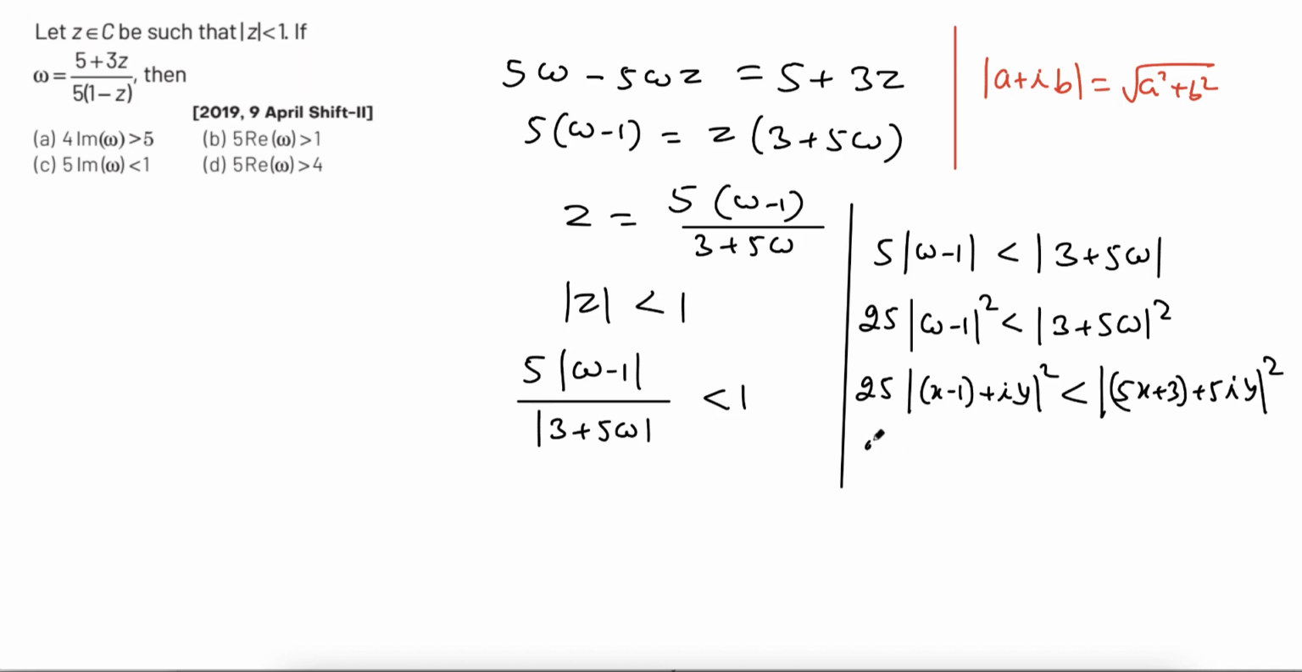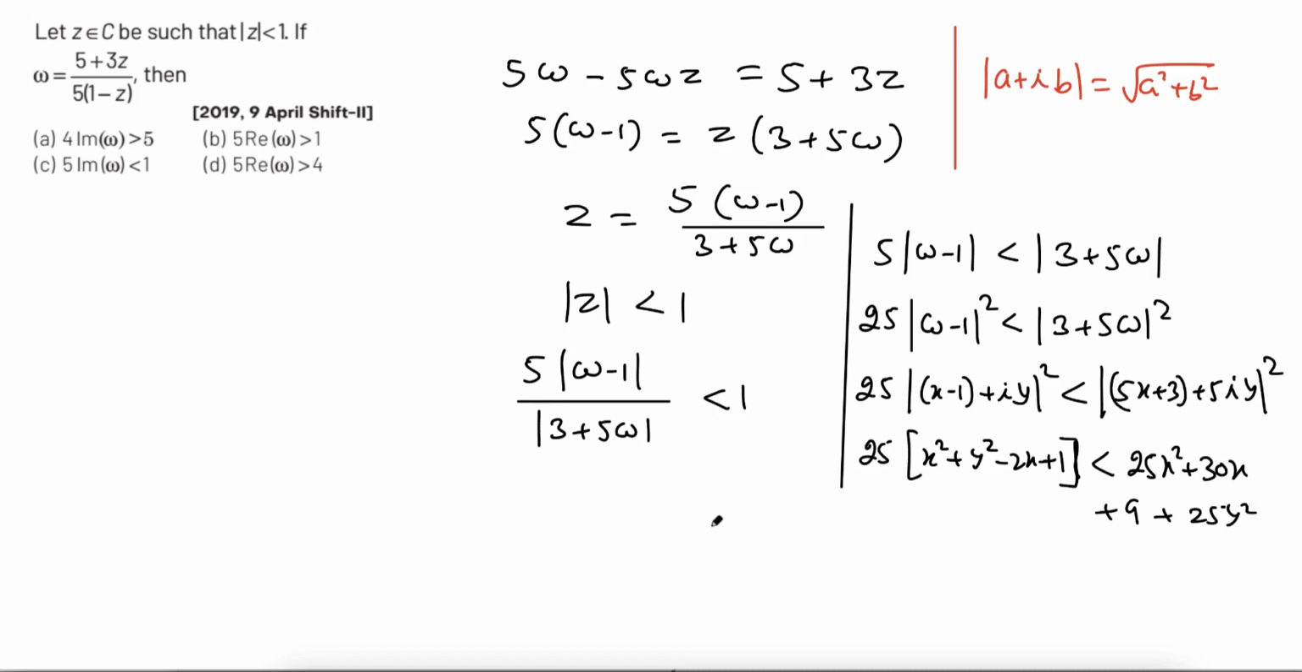Then we'll get what? 25 and x minus 1 whole square plus y square, means x square plus y square minus 2x plus 1. Directly I'm writing, I hope you're able to understand all of you. Less than this, if you expand it, this is square plus this means 25x square plus 30x and plus 9 and plus 25y square.